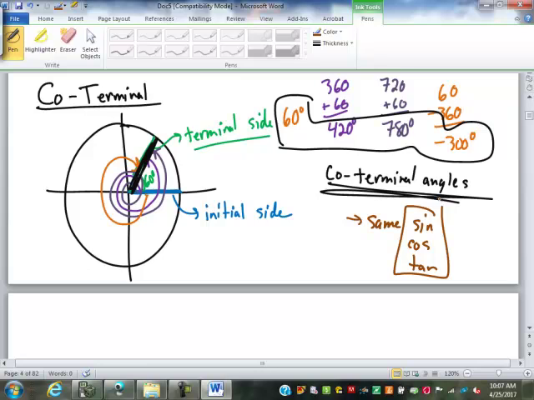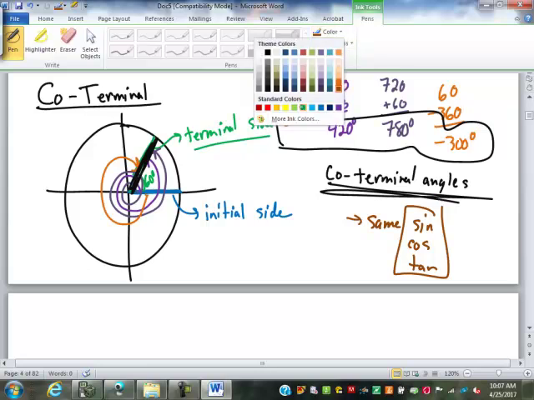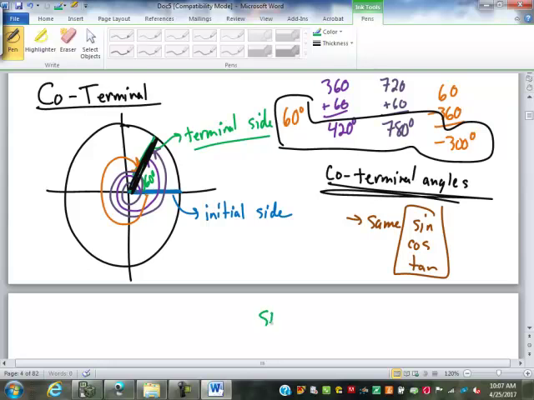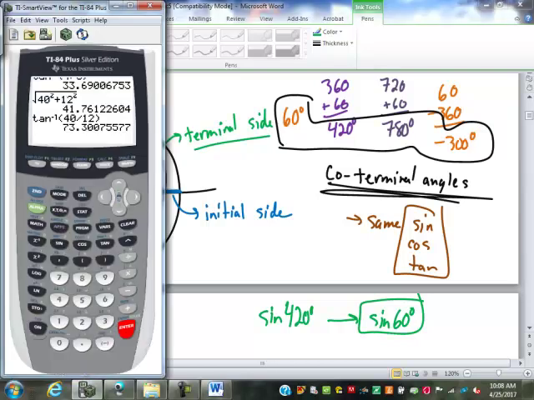So when I'm looking at them, if I'm doing the sine of 420 degrees, I don't really need to do the sine of 420 degrees. I could just do the sine of 60 degrees. Now, nowadays with modern calculators, I can type in sine of 420, and it's going to give me 0.866. Sine of 60 would be 0.866.